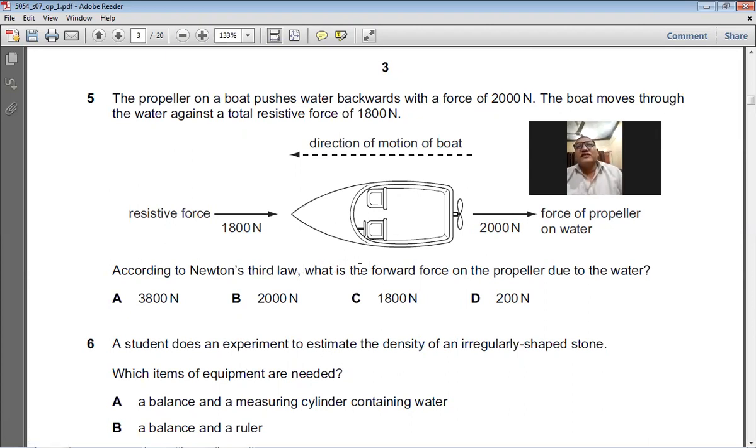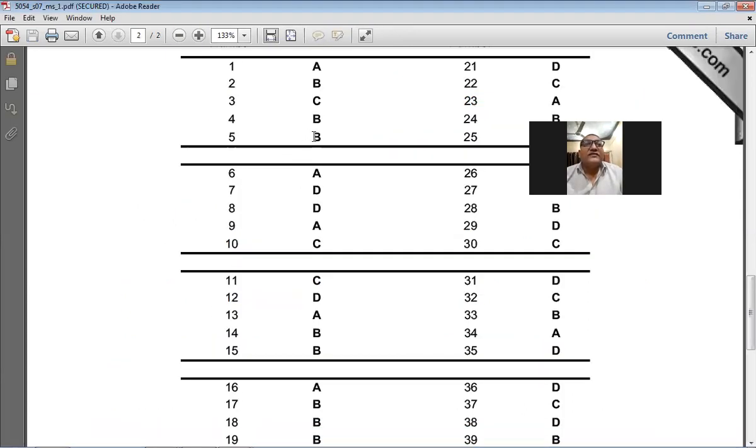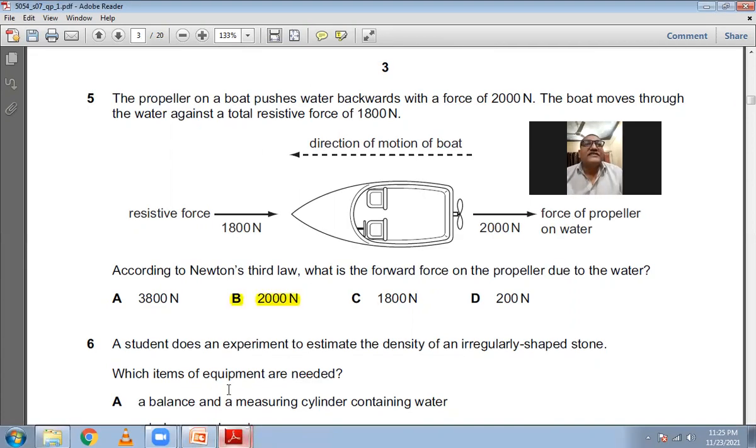According to Newton's third law, what is the forward force on the propeller due to the water? Because the propeller applied 2000 Newton force on the water, the water will apply 2000 Newton force on the propeller. So it will be this. So B is the right choice. Question number 5, I think B is the right choice, sir. Yep, 5, B is the answer.